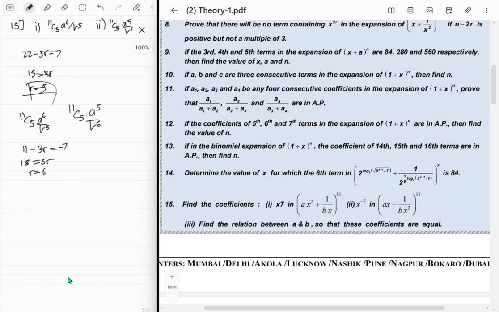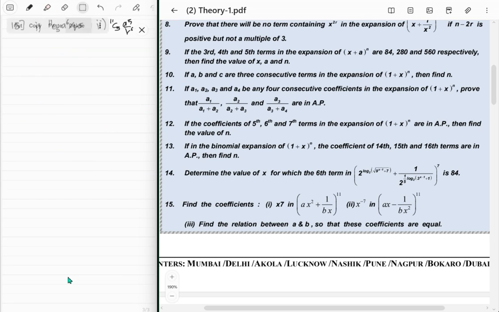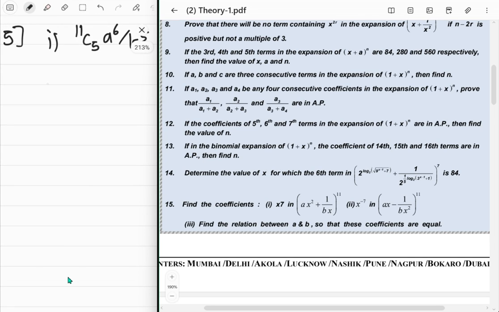And what do you want? Find the relations between a and b so that these coefficients are equal. I mean, these things are already equal. So for that to happen, a and b should be equal. That's it. So third is just a is equal to b, or okay, not necessarily. It's just that a power 6 upon b power 5 is equal to this guy's, like a power. Okay, yeah, it has to be just that. A is equal to b.